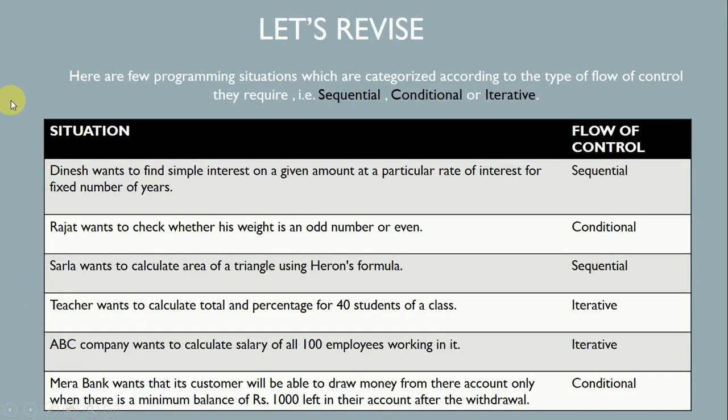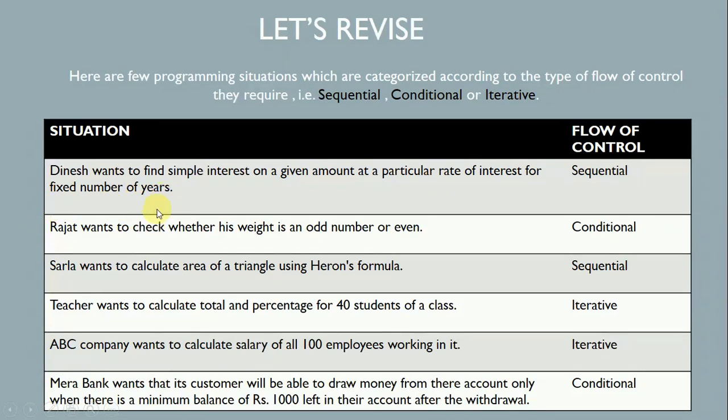So let's revise. Here are a few programming situations which are categorized according to the type of flow of control they require, that is sequential, conditional, or iterative. So let us study the situation and identify the flow of control. The first situation is Dinesh wants to find simple interest on a given amount at a particular rate of interest for a fixed number of years.